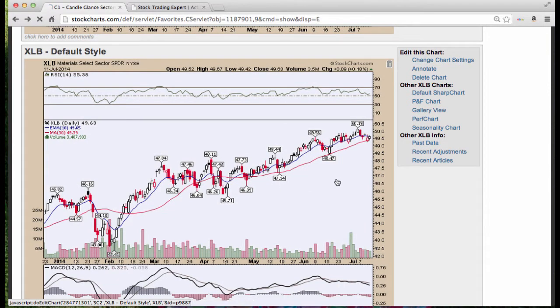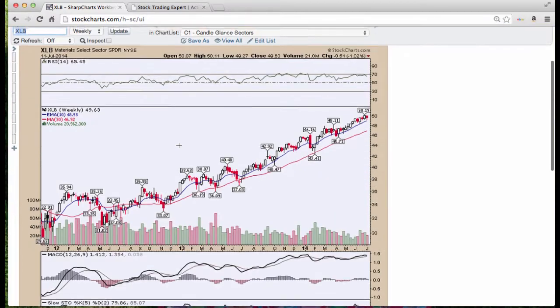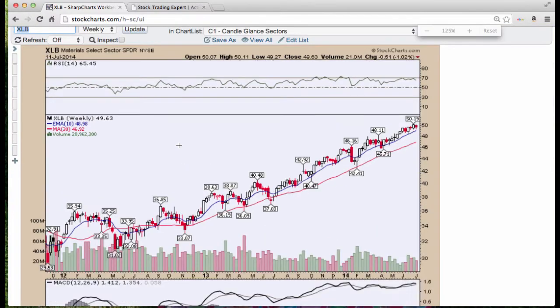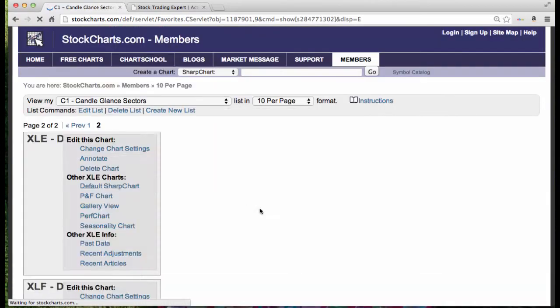XLB looks good, but let's take a look at the weekly. Looks pretty extended to me. I don't think I would take a trade on XLB at the moment, although it is grinding higher. Not a compelling edge. Moving along, let's take a look at our last sectors here.